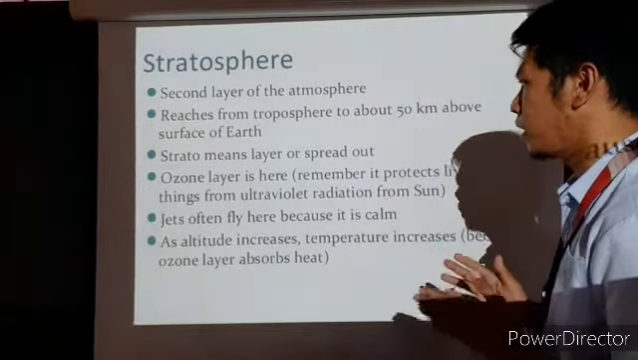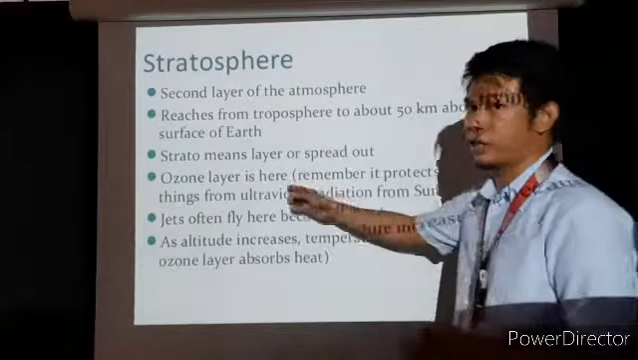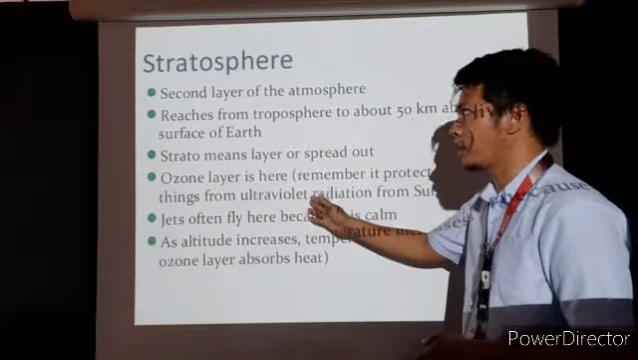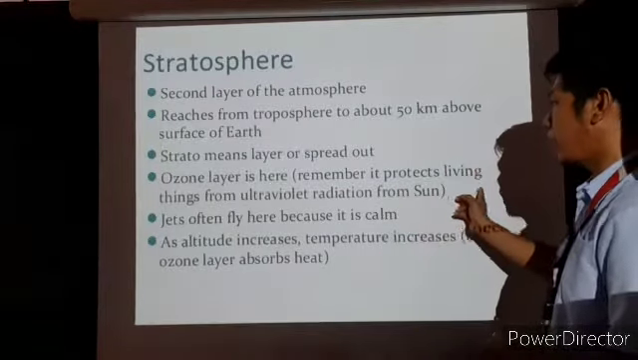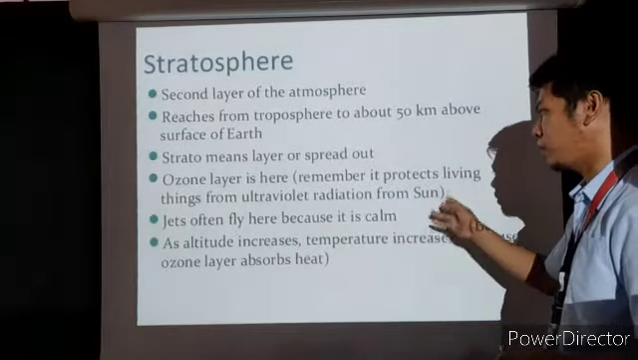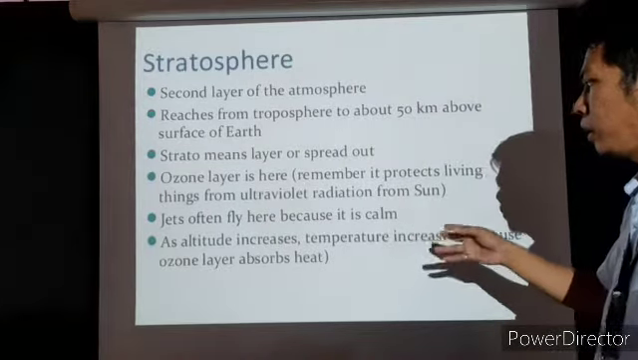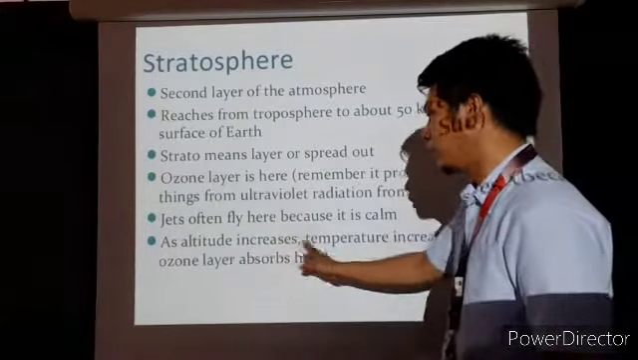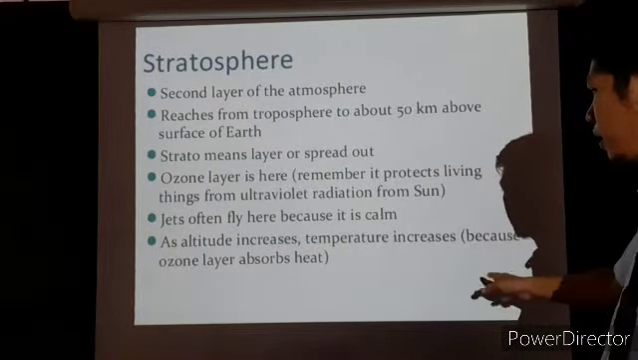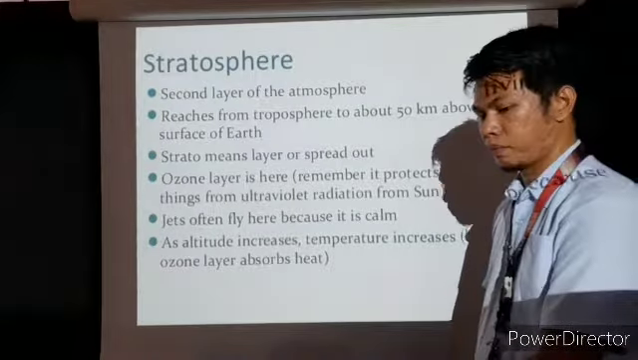Strato means layer or spread out. The ozone layer is here, located in the stratosphere. Remember, it protects living things from ultraviolet radiation from the sun. Jets often fly here because it is calm. As altitude increases, temperature increases because the ozone layer absorbs heat.